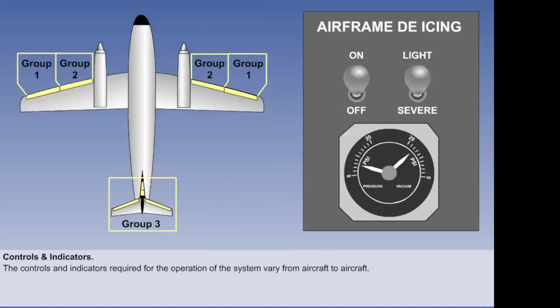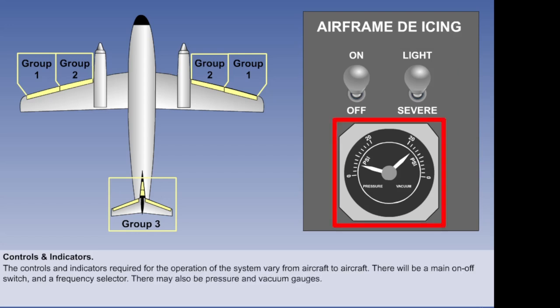The controls and indicators required for the operation of the system vary from aircraft to aircraft. In the basic arrangement, there will be a main on-off switch and a selector to allow the pilot to select the time between cycles, depending on the severity of the icing. There may also be pressure and vacuum gauges or indicating lights to confirm system operation.